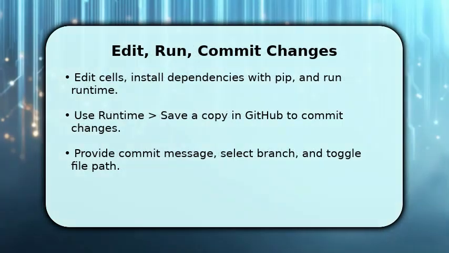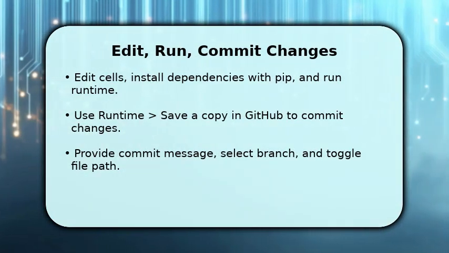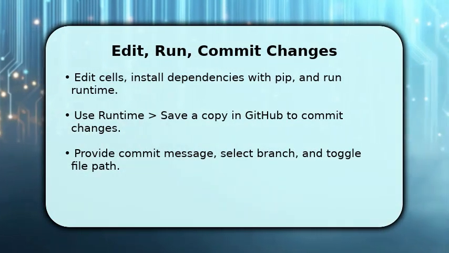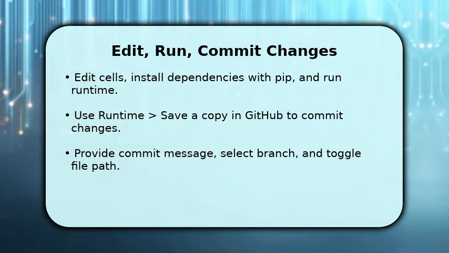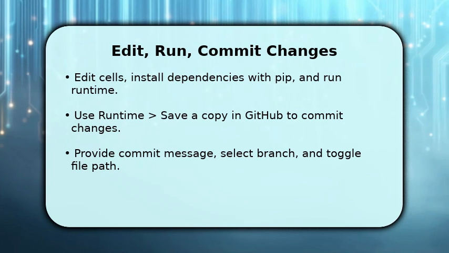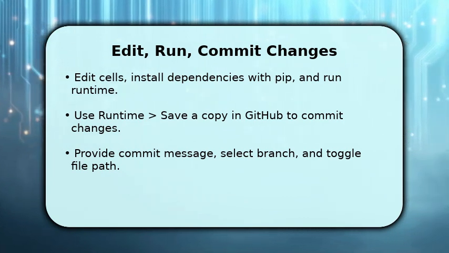You now edit and execute code as usual. Install any missing packages with pip and run cells to validate changes locally in the Colab runtime. Once satisfied, choose File, Save a Copy in GitHub to create a commit directly from Colab.